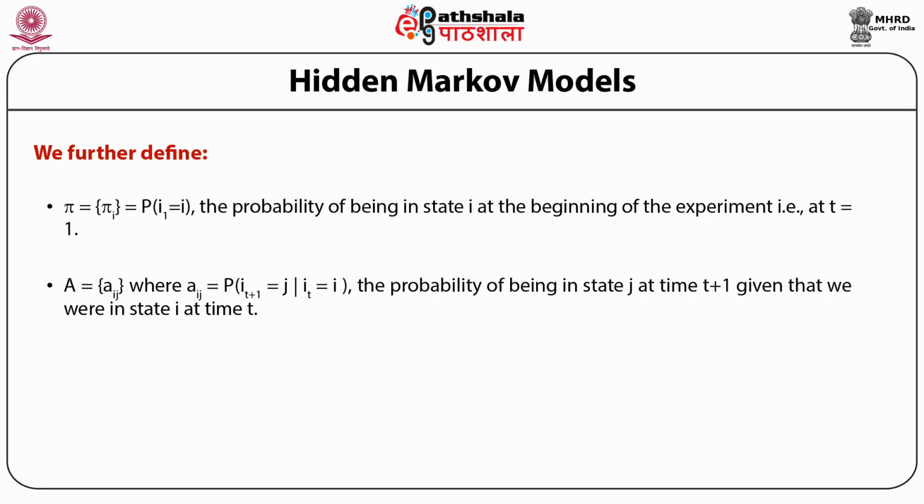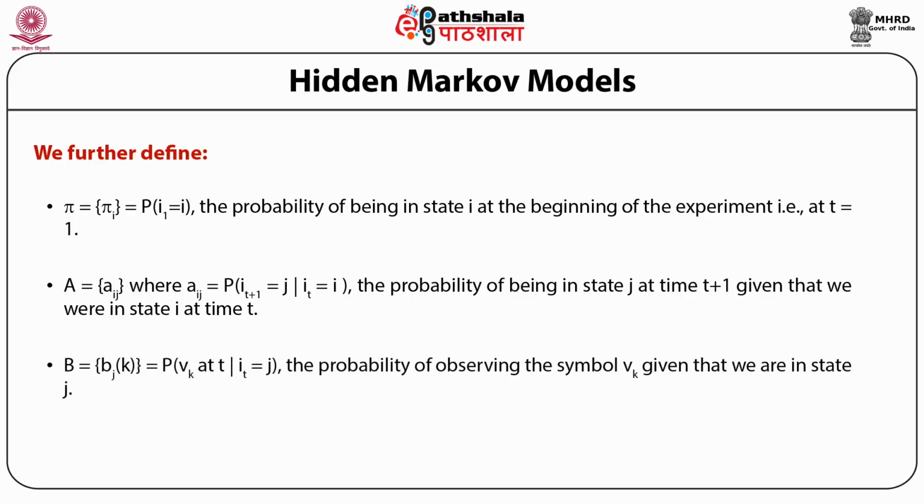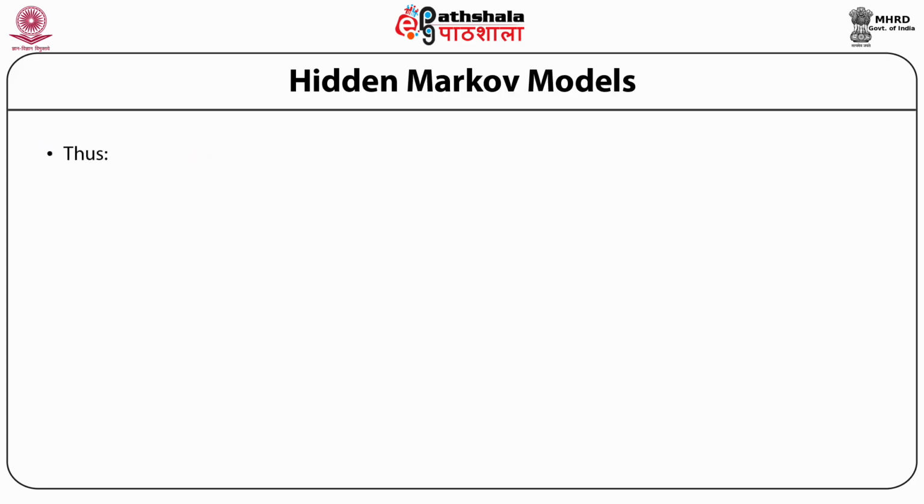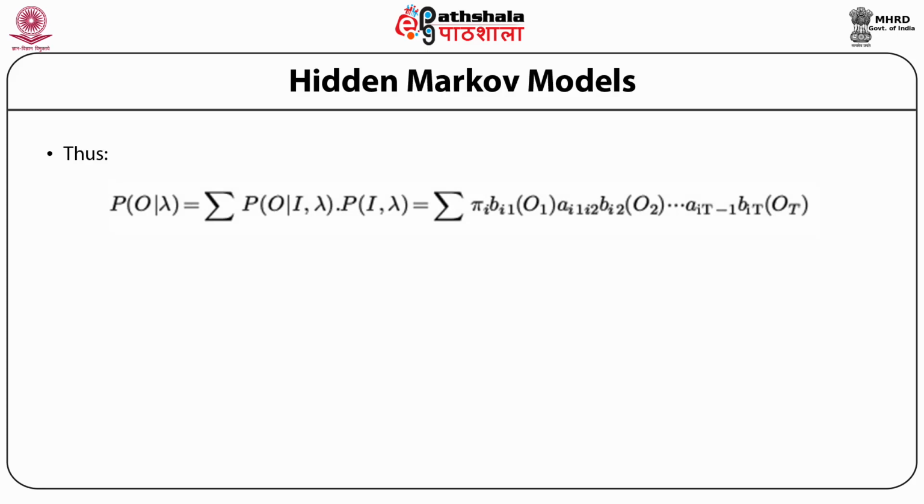And again I define a parameter b, which says what is the probability of observing the symbol v_k if we are in a state j, that is the emission probability. So again I have a starting probability pi, then I have a transition probability a_ij, and I have an emission probability b_j. Now given all that, it turns out that the probability I'm looking for is given by that long equation, the summation of pi times b of O1, a_ij, and so on up to t.